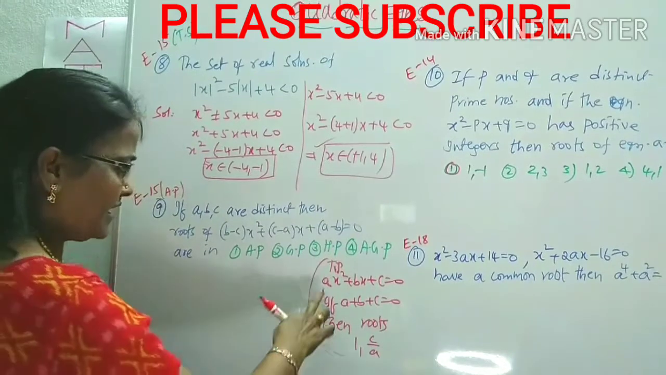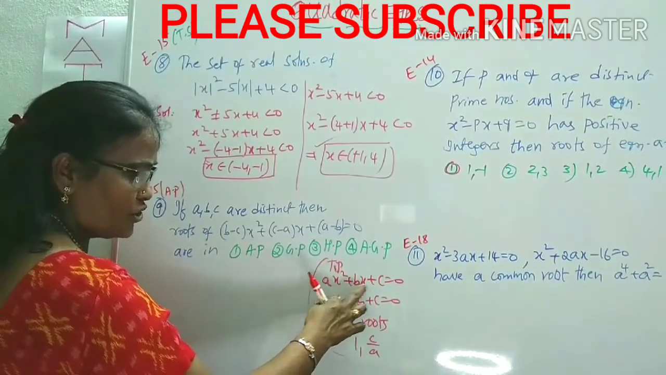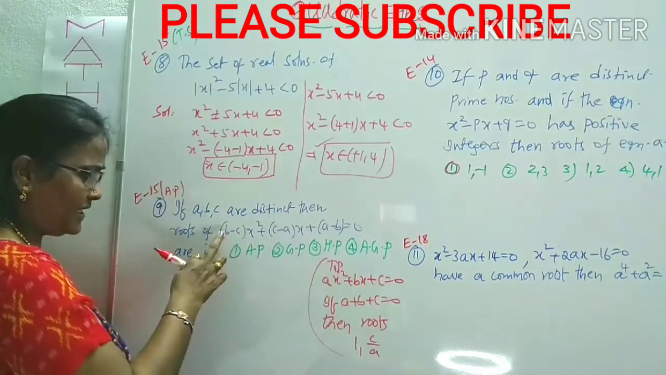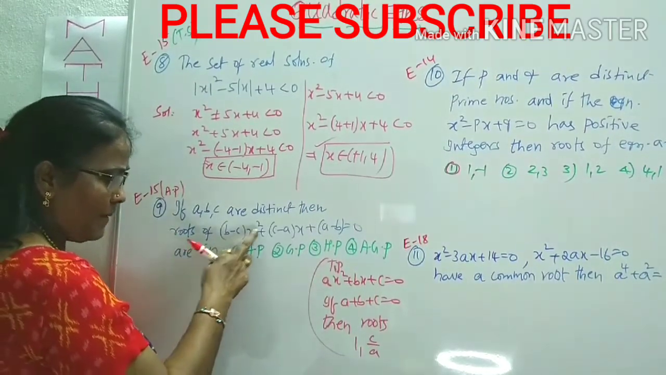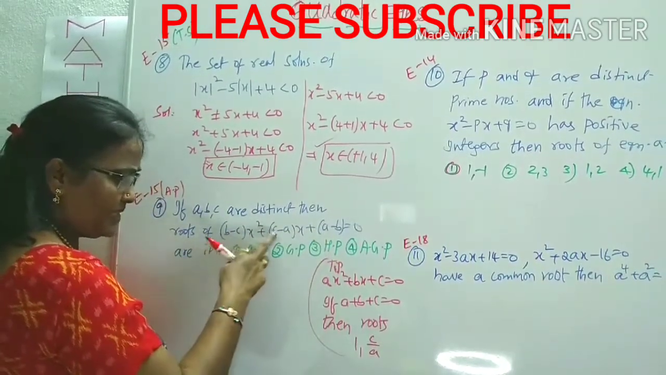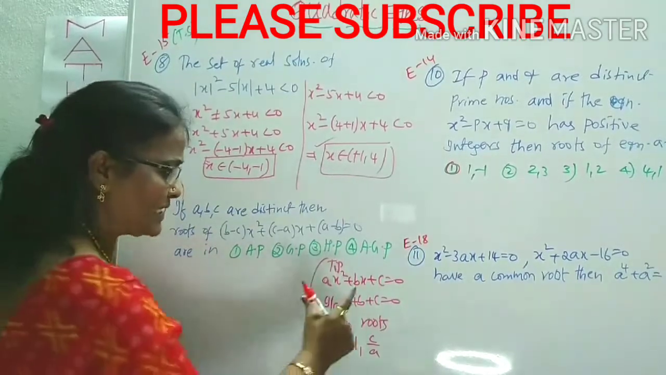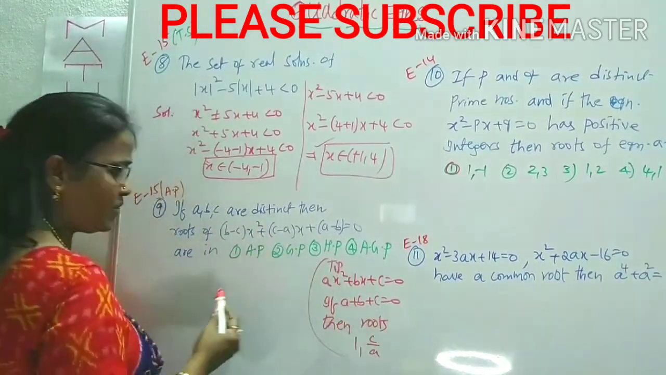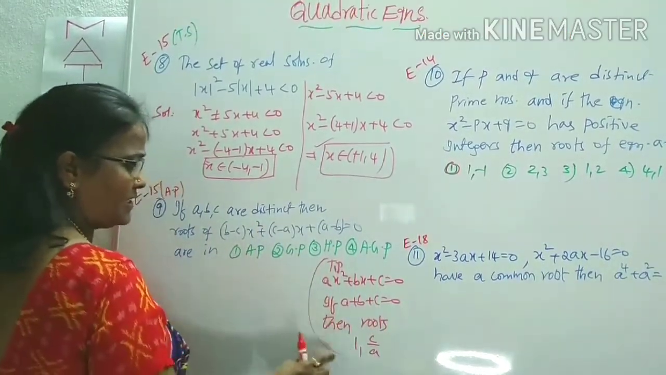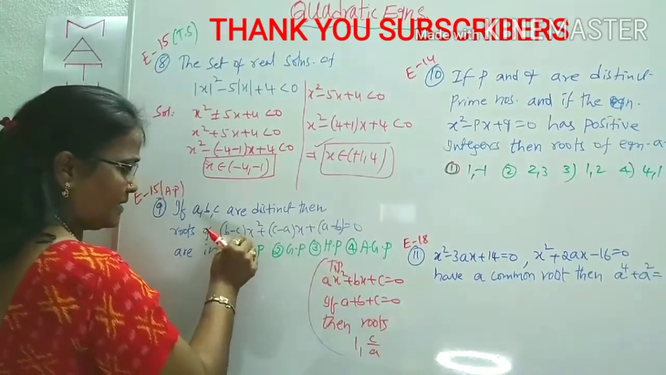We can observe that a, b, c are what? The x square coefficient, the x coefficient, and the constant. Same way here we can observe the x square coefficient is b minus c, x coefficient is c minus a, and the constant is a minus b. Adding them, b minus c plus c minus a plus a minus b, all get cancelled and become 0. Means this rule will be followed. So what are the roots indirectly? 1 and c by a, that is a minus b by b minus c.